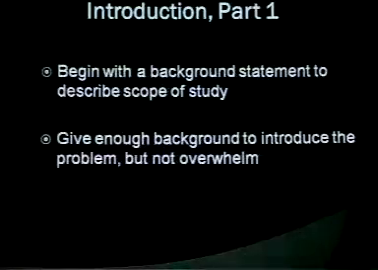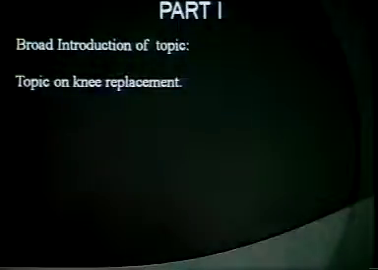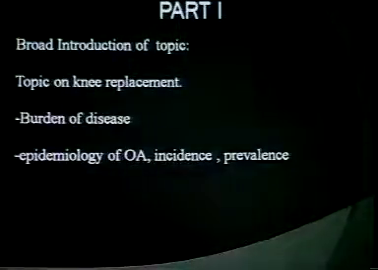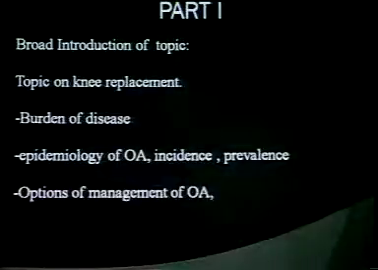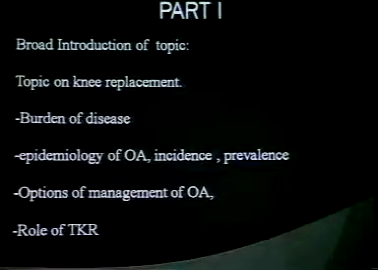It begins with the background statement, describes the scope of the study, and gives enough background to introduce the problem but not overwhelm. So the basic thing, like I said, is in general. For TKR we talk about osteoarthrosis, the burden of the disease, and other management options of OA, and what is the status of TKR in that. Burden of disease, epidemiology of OA, incidence, prevalence, options of management of OA, and role of TKR. That will be part 1 of our adopted thesis.